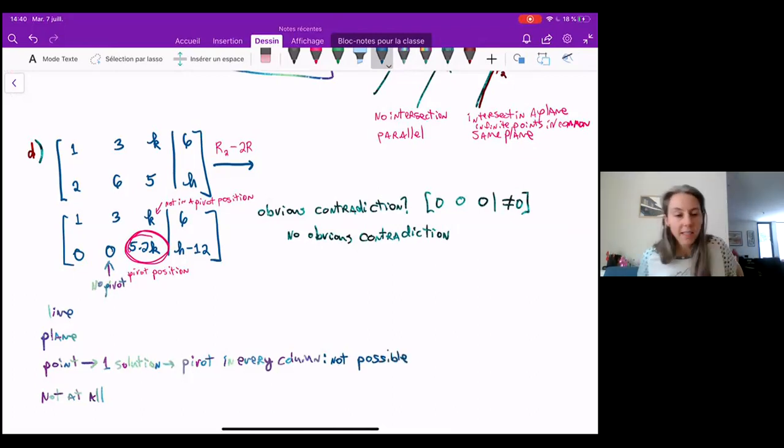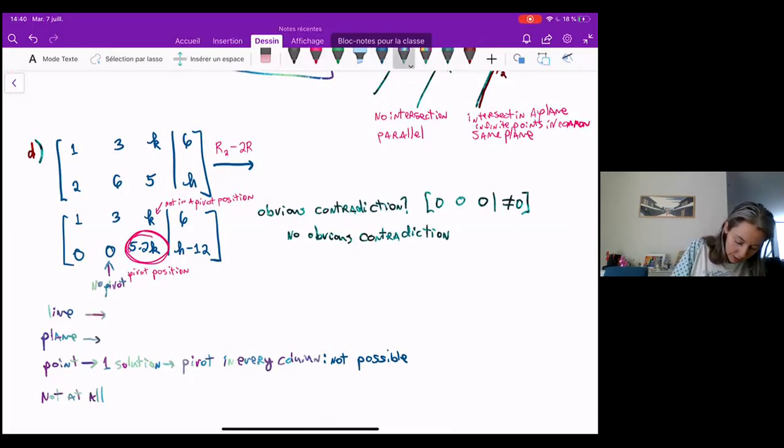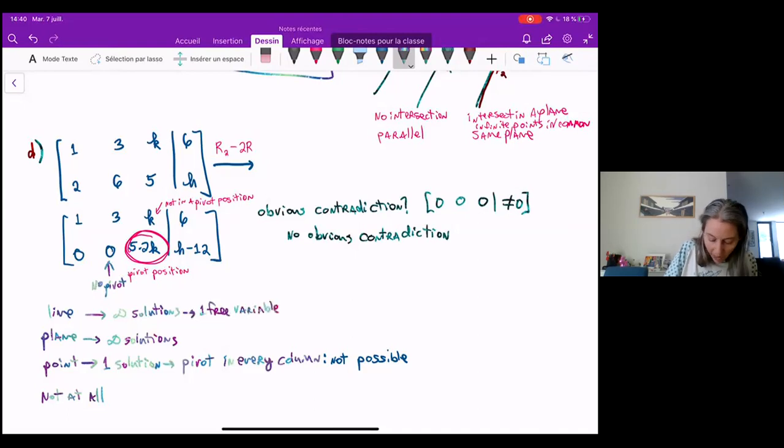Okay, so then the next thing, line and plane, these will both be infinite solutions. We know that a line comes from having one free variable, and a plane comes from having two free variables. Okay, so let's think about the case when that 5 minus 2k is 0 versus when it's not 0. That 5 minus 2k is really the thing that's going to change things here.